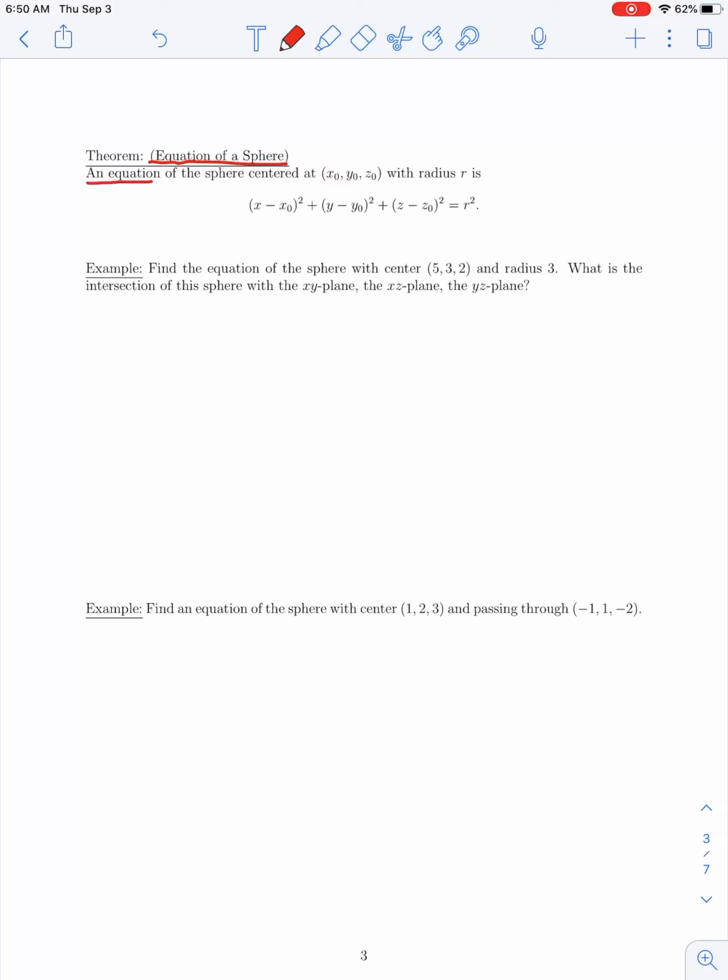An equation of the sphere, which has its center at a point x naught, y naught, z naught, with radius r, is given by x minus x naught squared plus y minus y naught squared plus z minus z naught squared is equal to r squared. So it's very similar to the equation of a circle in 2 dimensions. Now we just have some z component. And this formula for the equation of a sphere follows directly from the distance formula.